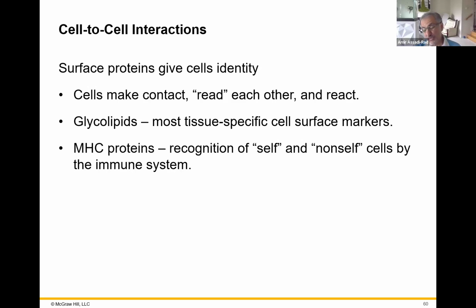Glycolipid, it means the glucose molecules that are attached to lipid, phospholipid molecules. Most tissues have specific cell surface markers, MHC proteins, for recognition of self and non-self cells by the immune system. I have to dig in deep in how come your textbook does not say it. Anyhow, different cells of your body have different MHC. The protein molecules on the surface of your liver are different than the protein molecules on the surface of your brain cells, than your white blood cells.